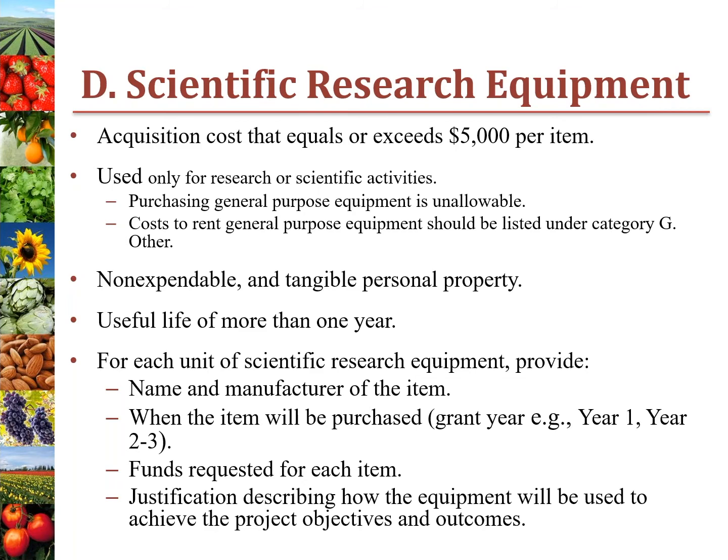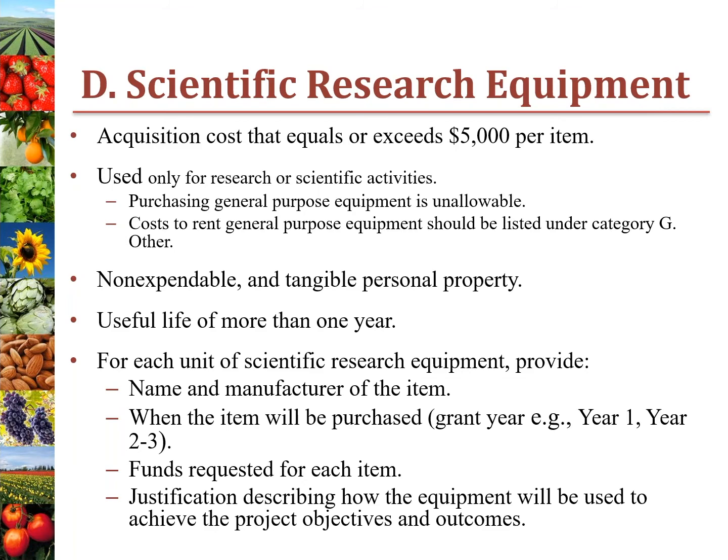Costs to purchase general purpose equipment are unallowable under the SCBGP. However, general purpose equipment needed for a project may be rented. Costs for rented equipment should be included in the budget category G, Other. In the table provided, enter the name and the manufacturer of the item, the grant year when the equipment will be purchased, and the amount of funds requested.